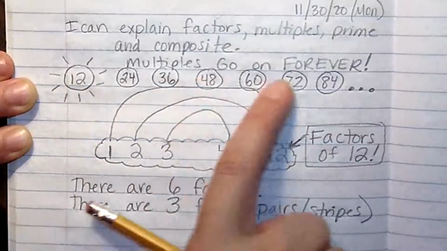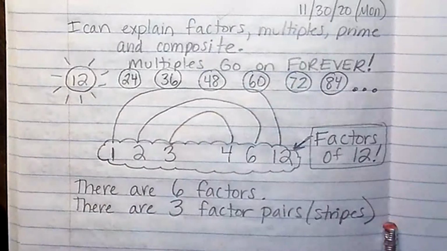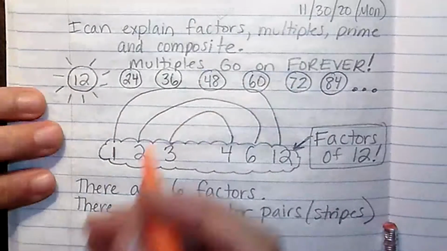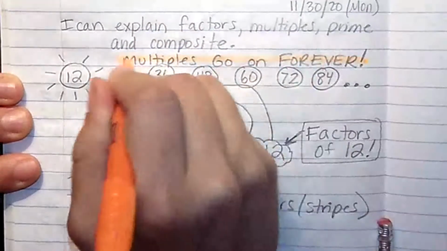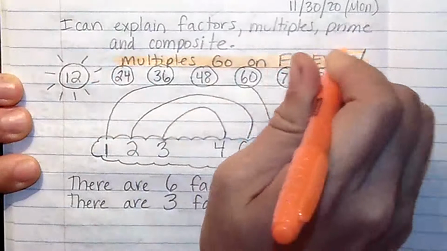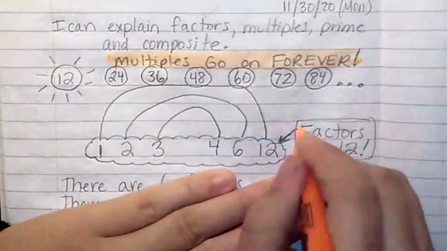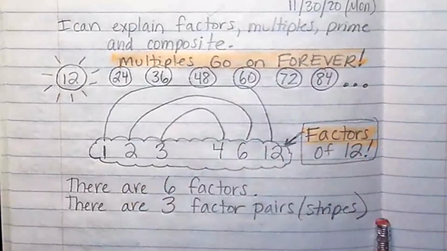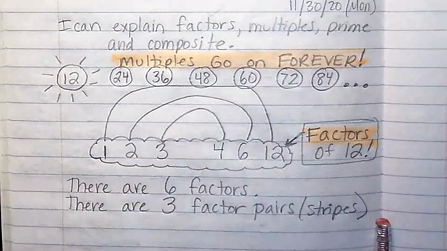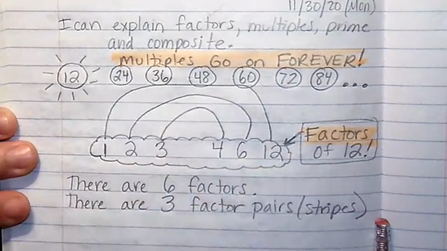Multiples go on forever. So I've got some new highlighters from Miss Allen here. She thought we were in need of some new ones. I'm going to highlight where multiples go on forever. Factors are right here in the cloud. There is a set number of factors. If you have an older brother or sister and they say, hey, I can find another factor, they can't. If you know all these numbers, you know all of the factors for 12.